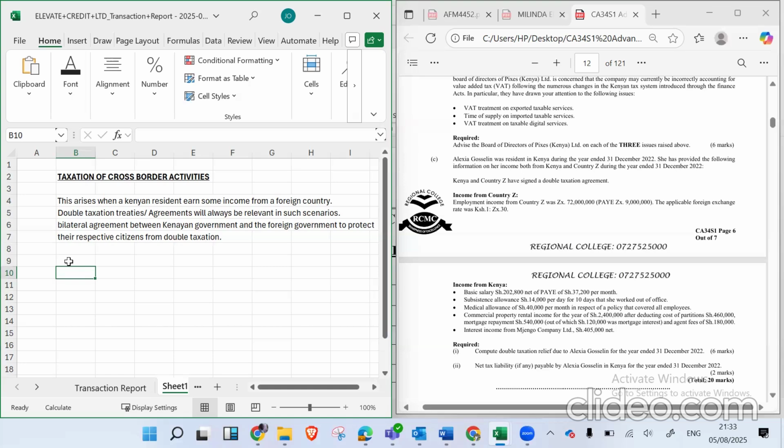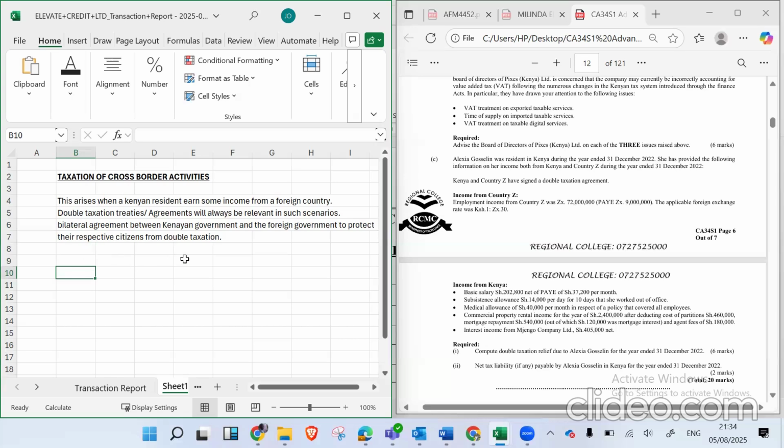Full stop, then you say double taxation relief will arise only if the Kenyan tax on foreign income is more than tax paid in foreign country.